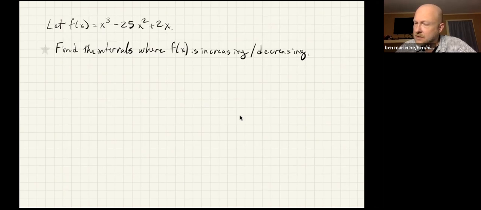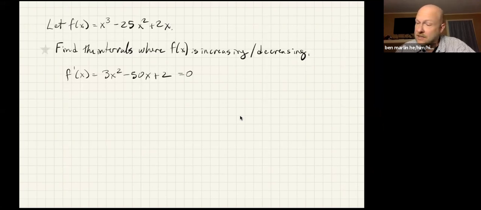So we have to figure out f prime of x, and this is a polynomial, so we just have to use the power rule. And we get 3x squared minus 50x plus 2. Okay. We said previously, increasing is where f prime is positive, decreasing is where it's negative. The only places it can change is where f prime is either undefined, polynomials are always defined, so we don't have that, or equal to 0.